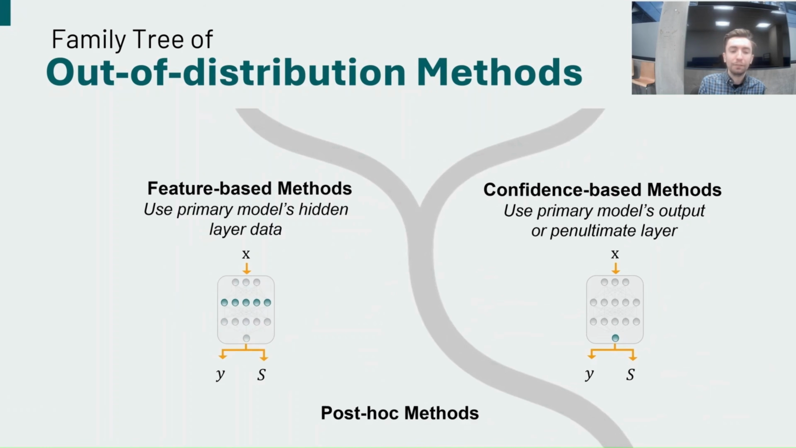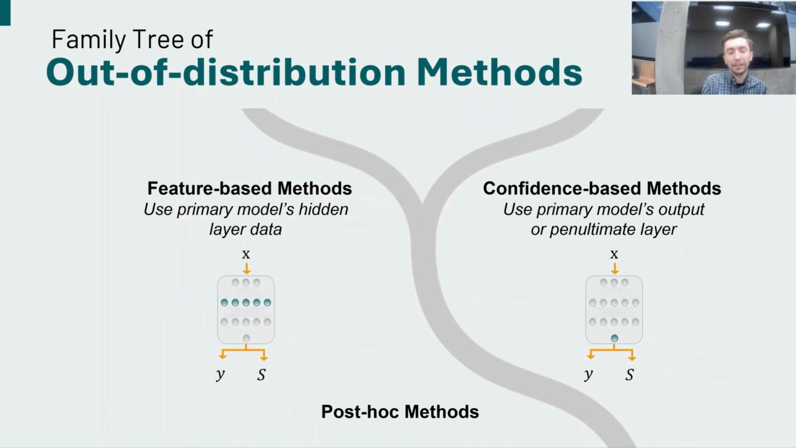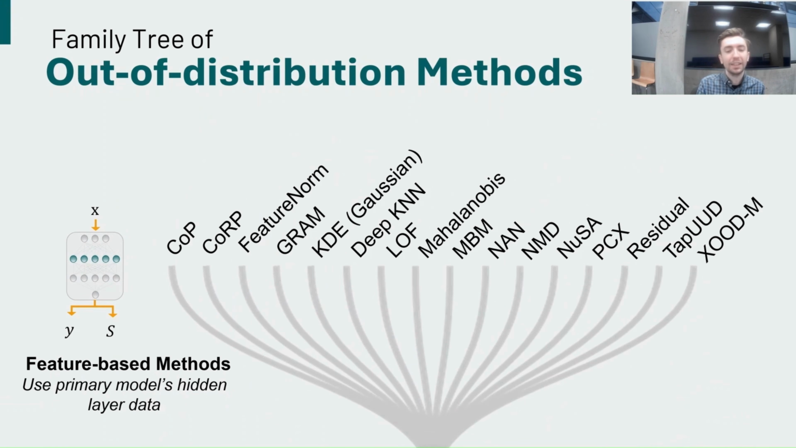And we also looked at feature-based methods. As shown here, we looked at 17 feature-based methods. For example, the Hal-Nobis score, which I talked about earlier.